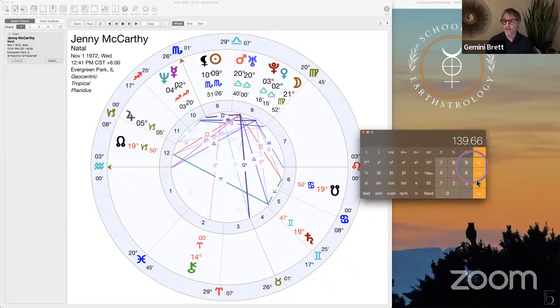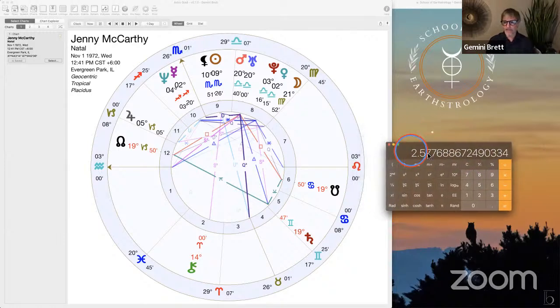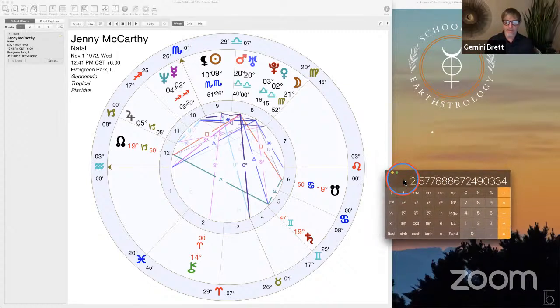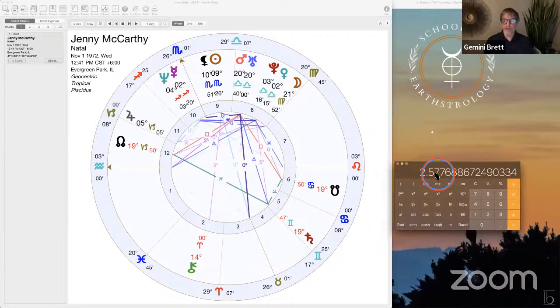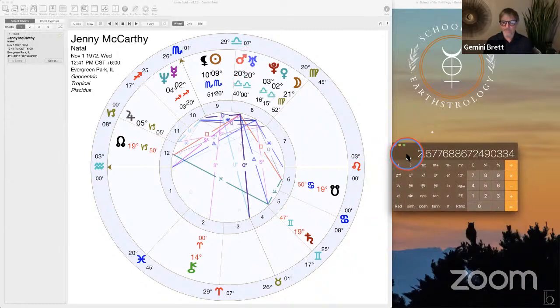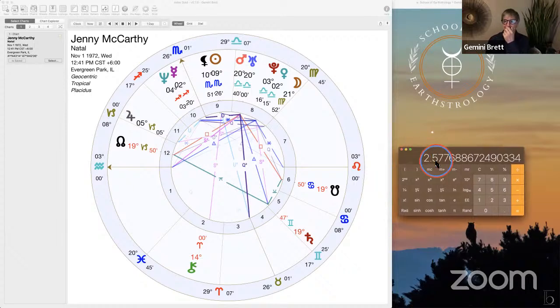So I divide the wheel by that number, and I find out on my calculator that Jenny McCarthy's Sun and Saturn in her nativity are separated by a 2.577th of the zodiac. Okay, what do I do with that? Well, this is where, if I want to find what harmonic this exists in, I perform a little mathematical guesswork game called taming this number. I want to multiply this by a number that results in a whole number. All right, and it's kind of tricky.